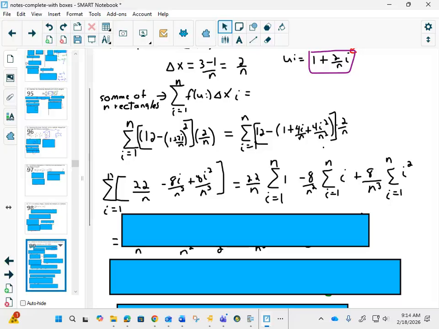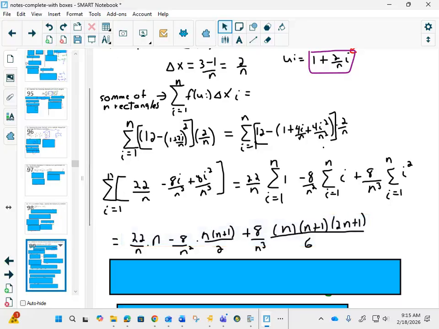Do we remember the formulas for these 3? No, that's okay. I think you should remember the first one. What is adding up i from 1 to n of all the different ones? That'll just be n. The second one, that formula was n times n plus 1 divided by 2. The third one also has an n plus 1, but it also has a 2n plus 1 divided by 6.